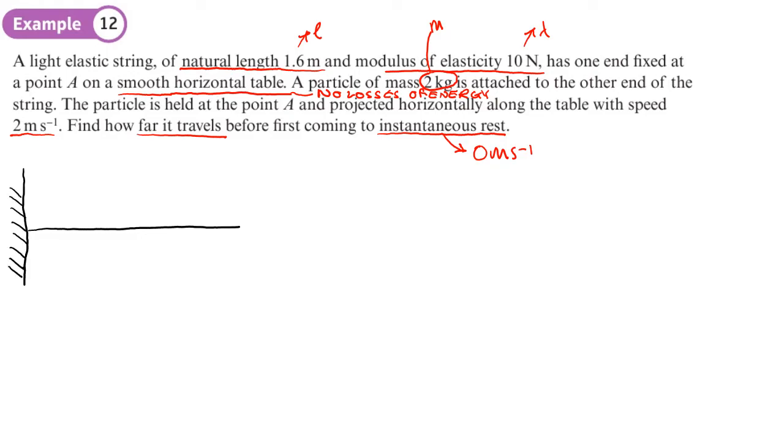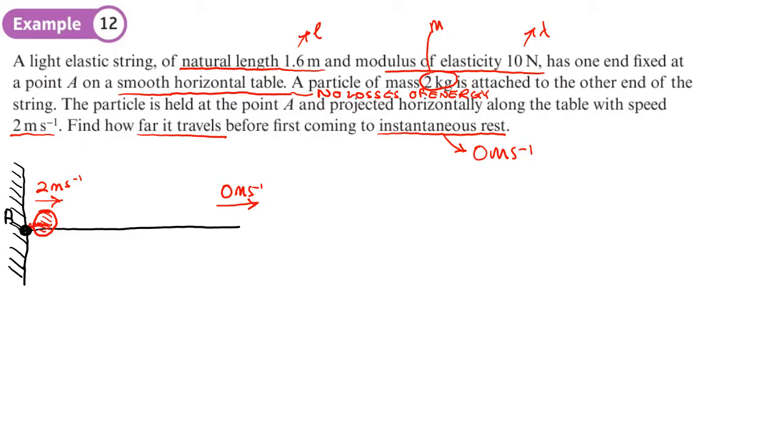So if we were to draw what's going on here, our string is connected at this point here, which is called the point A, and so it's actually projected from A. So imagine the string all squashed up there, and it's at A like this, and it's projected at 2 meters per second like this, and we want to find a point where it's going to end up at 0 meters per second.